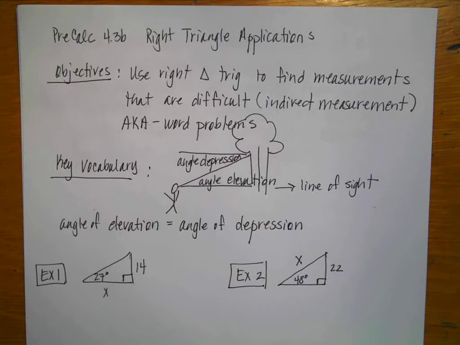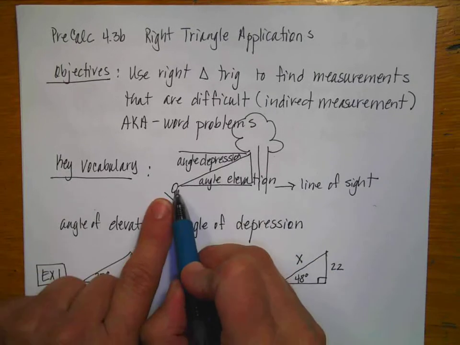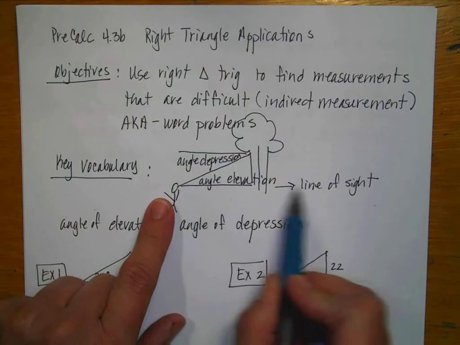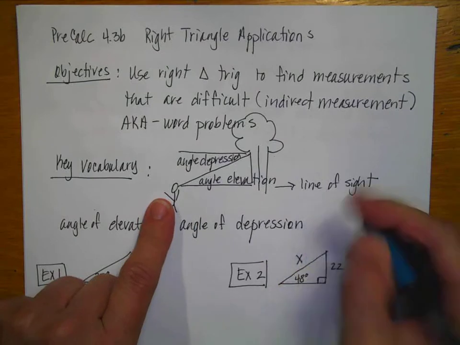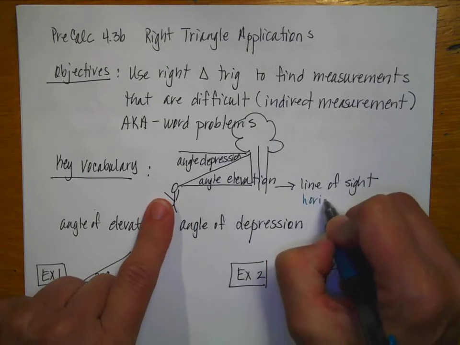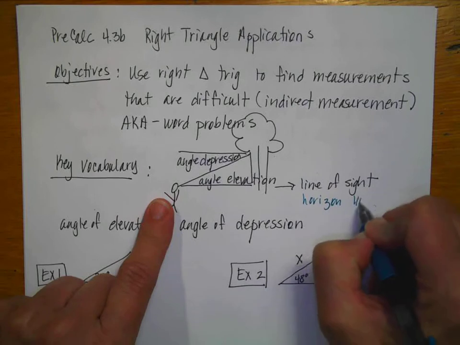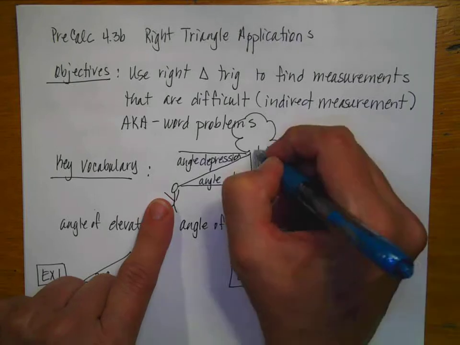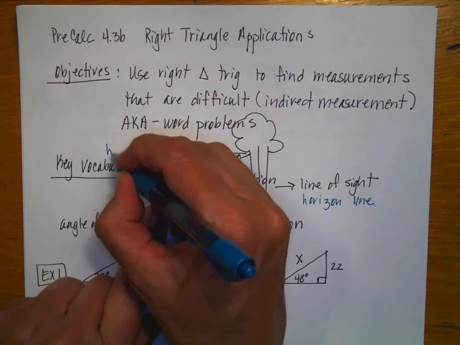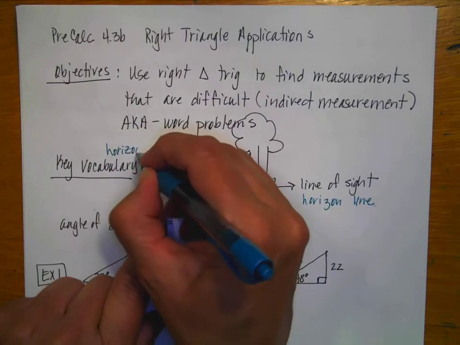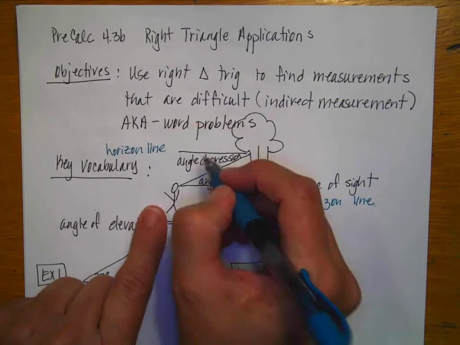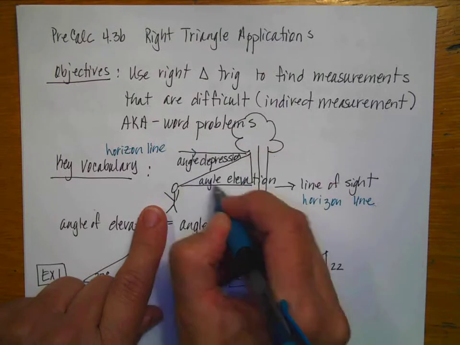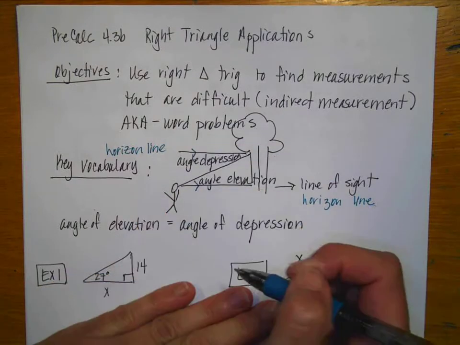Number one is the vocabulary. So if you're a human and you're looking straight across, this is called the line of sight. It is also called the horizon line. Okay? And so let's say here's the tree. This is also called a horizon line. So it's important to notice that the horizon lines are parallel.